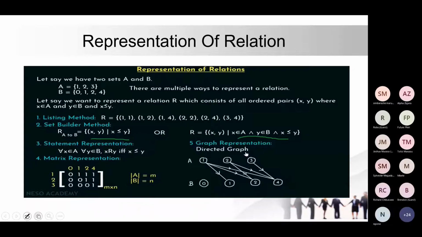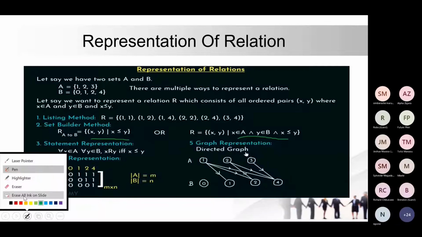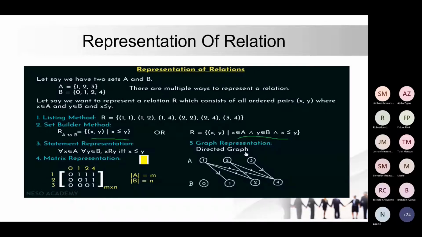Now, looking at the third method, the statement representation. It uses the upside-down A symbol, which means for all x belonging to A and for all y belonging to B. So x is related to y if and only if x is less than or equal to y. This is the statement representation. We are talking about every element of A and every element of B.